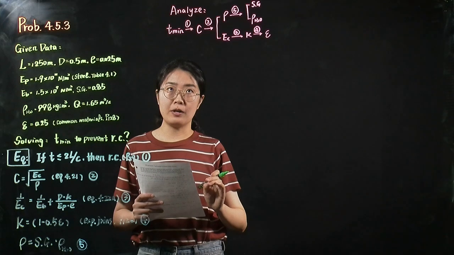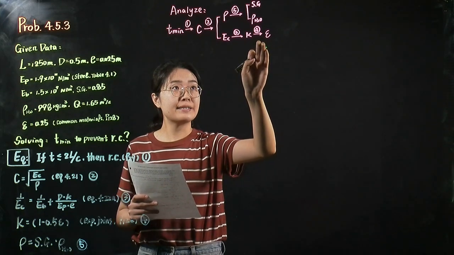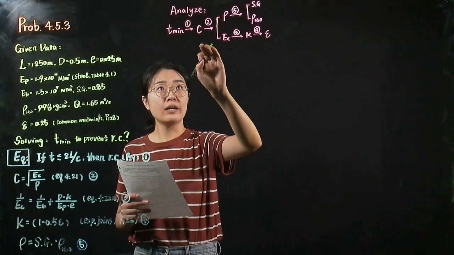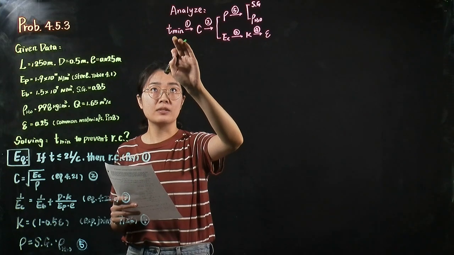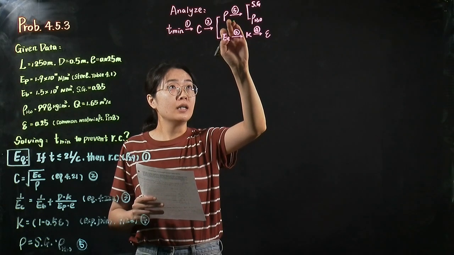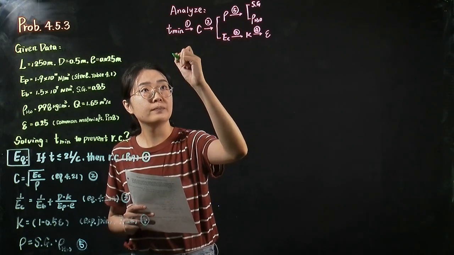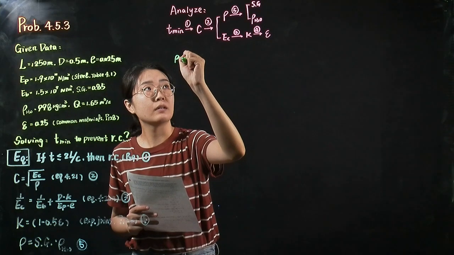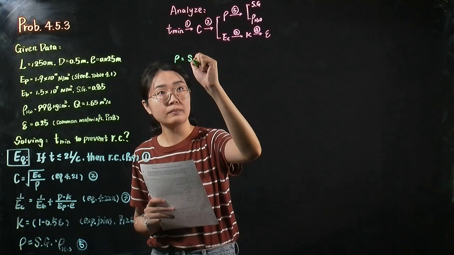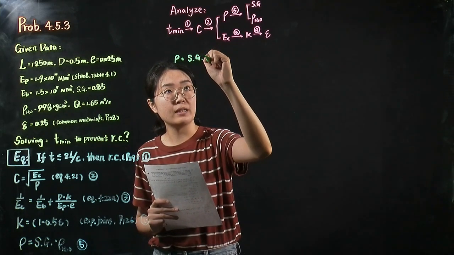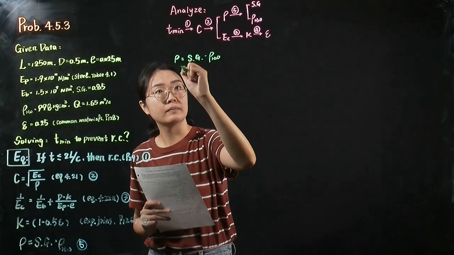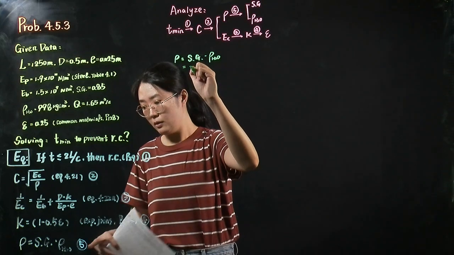After we analyze this problem, in this flowchart we can see that if we calculate each parameter in reverse order, then finally we can get the minimum time to prevent the rapid closure. So let's calculate the density of the oil first. Based on equation 5, it equals the specific gravity times the density of the water.